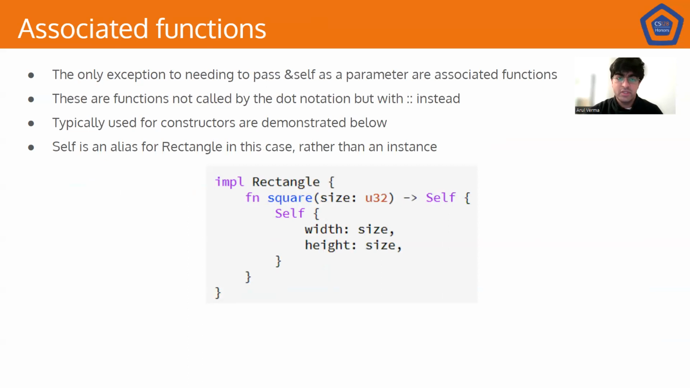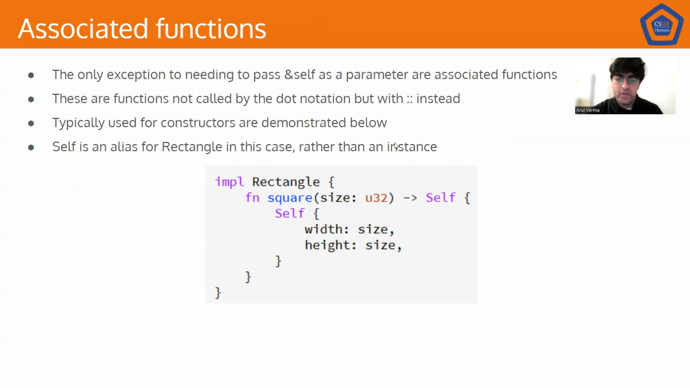The exception to this entire explanation about impl functions is associated functions. They're the only exception to not having to pass ampersand self as a parameter. The reason is that typically for associated functions, ampersand self doesn't exist yet. The implication of ampersand self is an instance of this class or this struct. But associated functions are typically used for constructor creation.